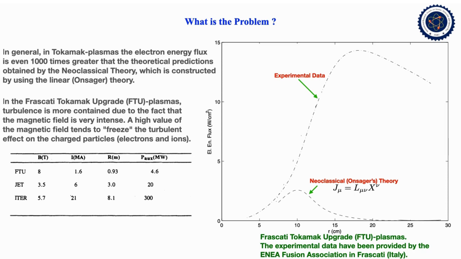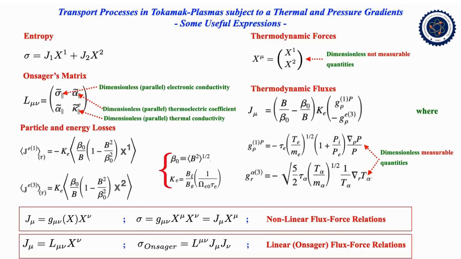1000. But in JET, the other reactor located in Calais, England, the discrepancy is 10,000. So the aim of this work is to set up a theory able to obtain an agreement between experimental data and theory, both qualitatively and quantitatively.